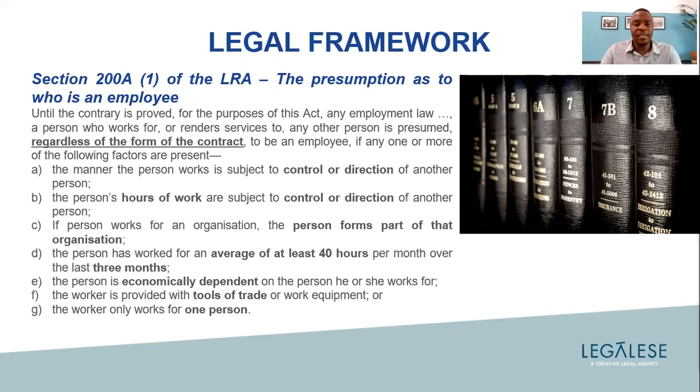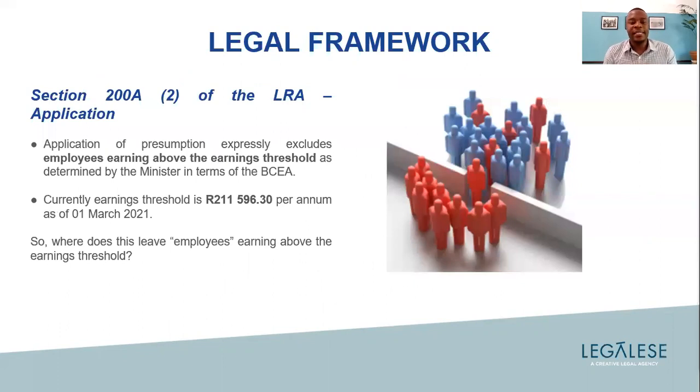Now we move on to the question: now that we know how the presumption clause works, the next question is, does the presumption apply to all employees in all circumstances? And this takes us to the next section of Section 200A, subsection 2. Unfortunately, Section 200A does not apply to employees who earn above the earnings threshold.